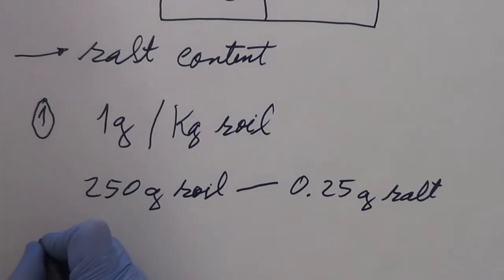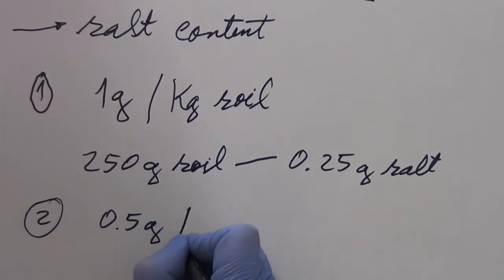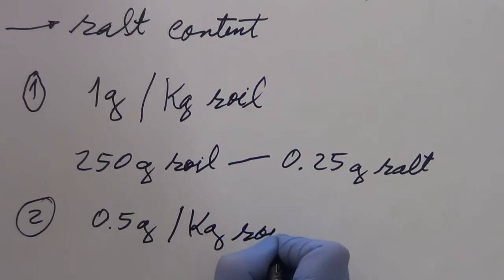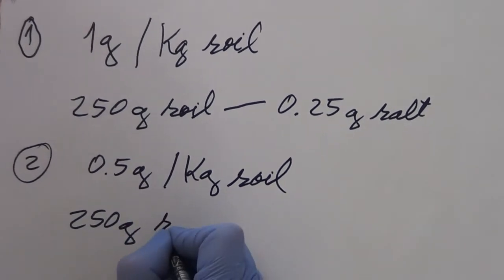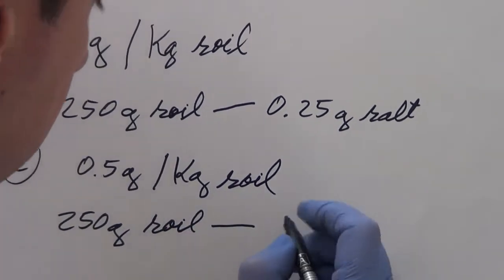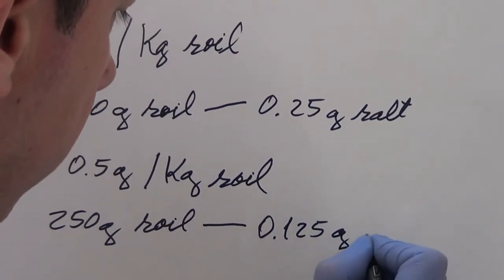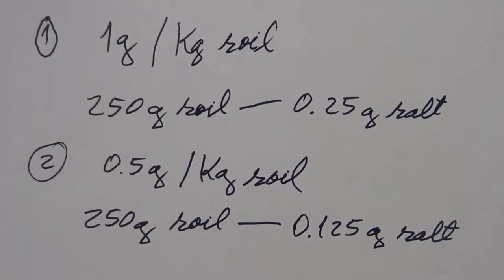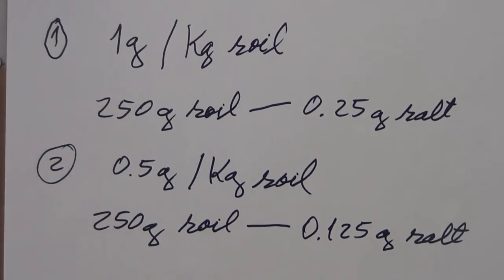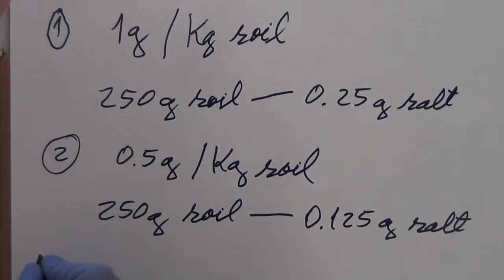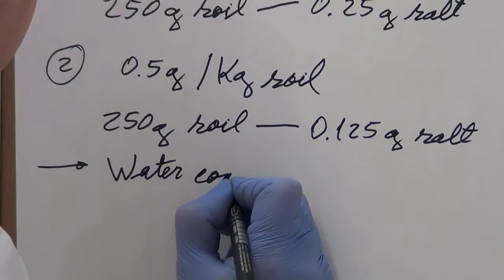If we want half concentration, that is our case 2, that is 0.5 grams of salt per kilogram of soil, this means that in 250 grams of soil we should have 0.125 grams of salt. Okay, so we already have our salt content in each treatment. Now we need to calculate the water content for each side.